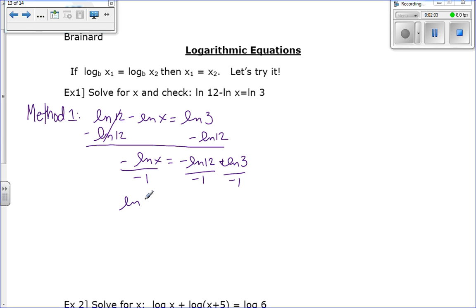And I end up with the natural log of x equals the natural log of 12 minus the natural log of 3. We go back to our properties that we've been working with, and a minus sign means I'm going to divide. So the natural log of x is equal to the natural log of 12 divided by 3. So the natural log of x equals the natural log of 4. 12 divided by 3 is 4. Now my bases are the same because they're both natural log, and I can say that x equals 4.